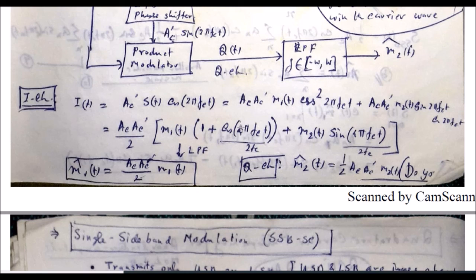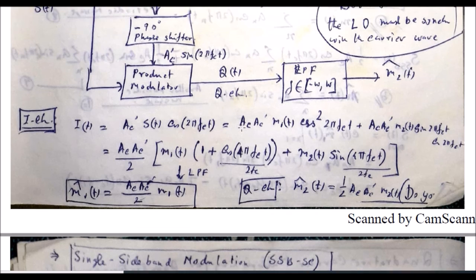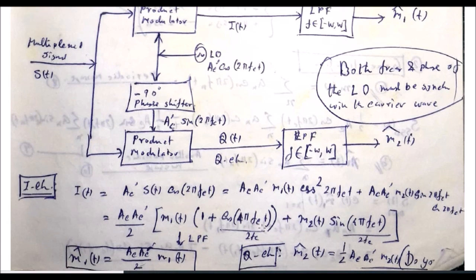So by means of a local low pass filter of upper cutoff frequency W, you can easily reject these two terms. Only the first term corresponding to m1(t) will be there. A scaled version of m1(t) will be there. So at the output we will obtain m1 cap (t), which will be proportional to m1(t).